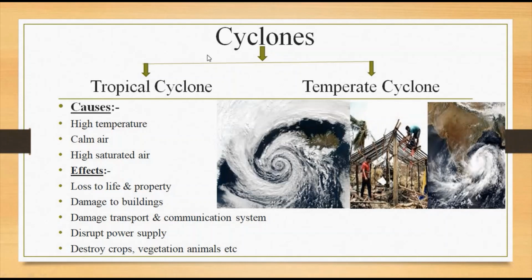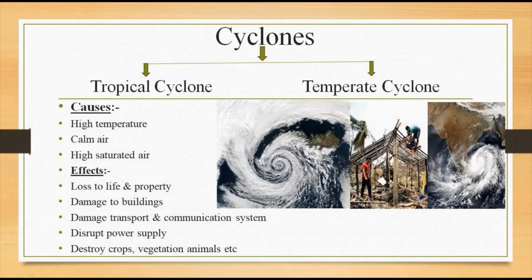And see, these cyclones are two types, that is tropical cyclone and temperate cyclone. In tropical areas the cyclone comes as a tropical cyclone, in temperate areas it is a temperate cyclone. Yeah, and the tropical cyclones are more common in India. And what are the causes for that? High temperature, as I told, when the temperature increases, pressure decreases. So that creates this cyclone, blow of wind from high pressure to low pressure area. High temperature is the one reason.